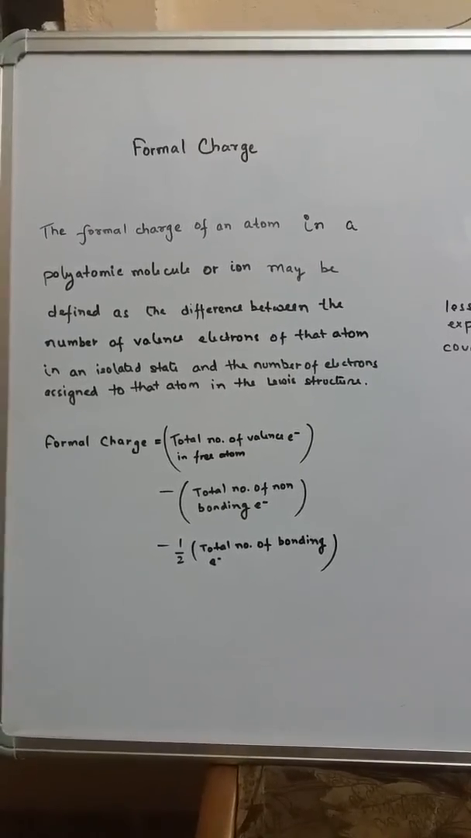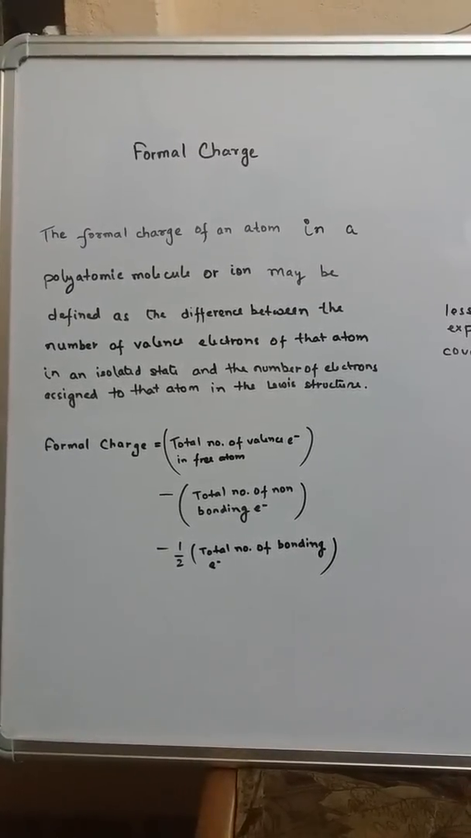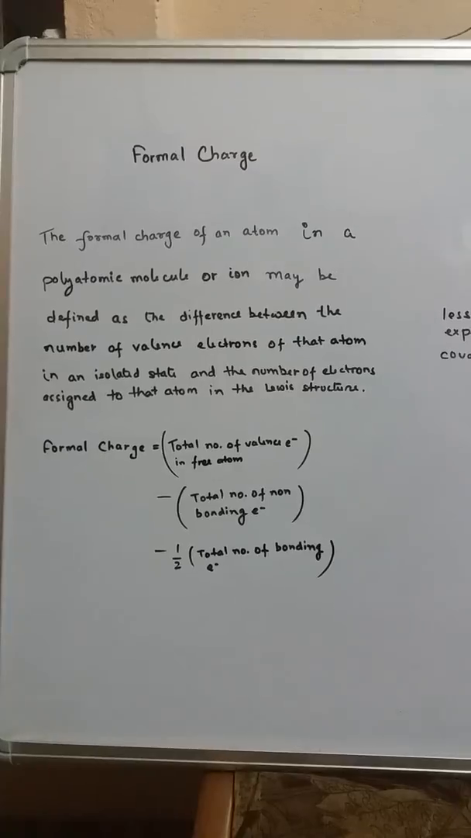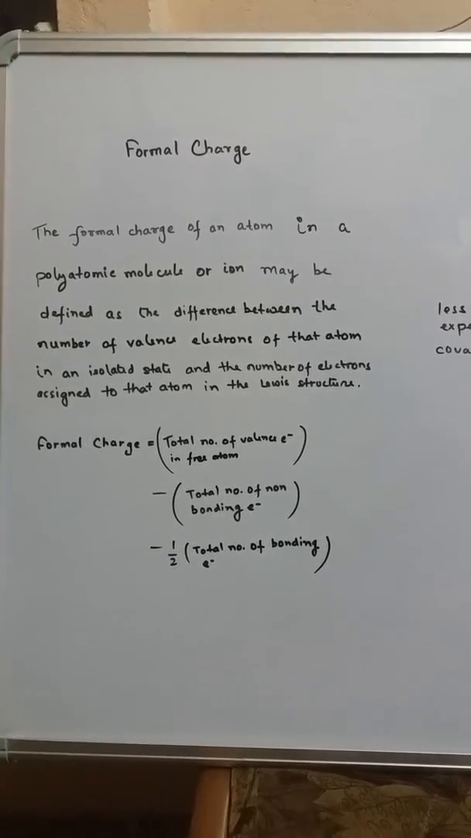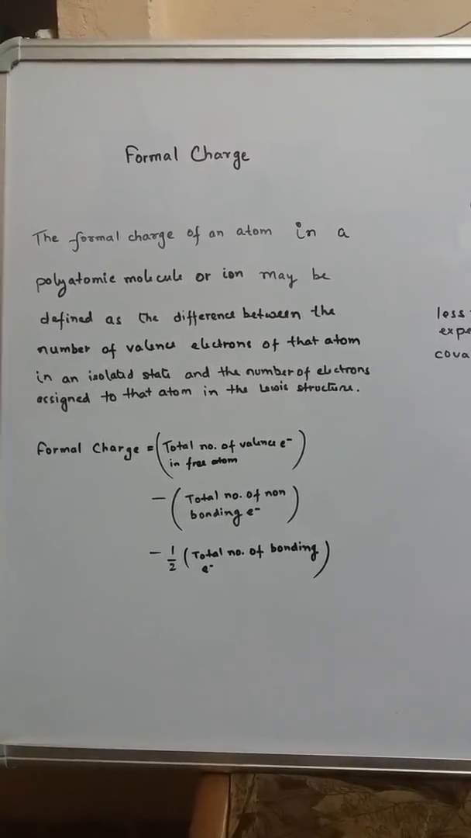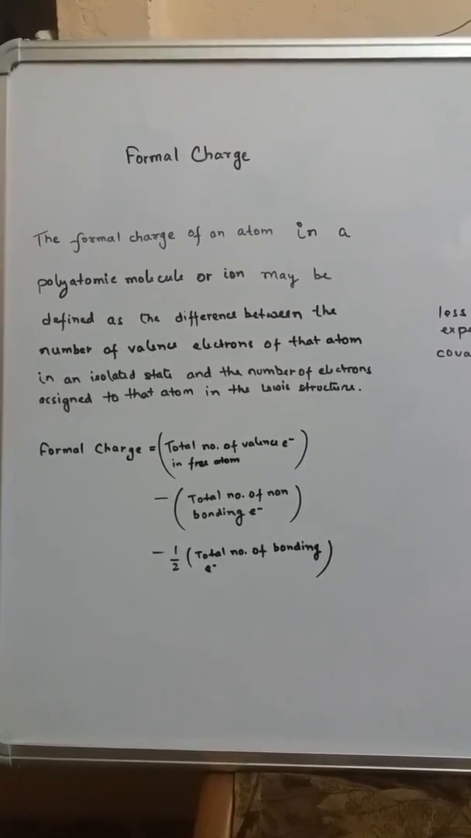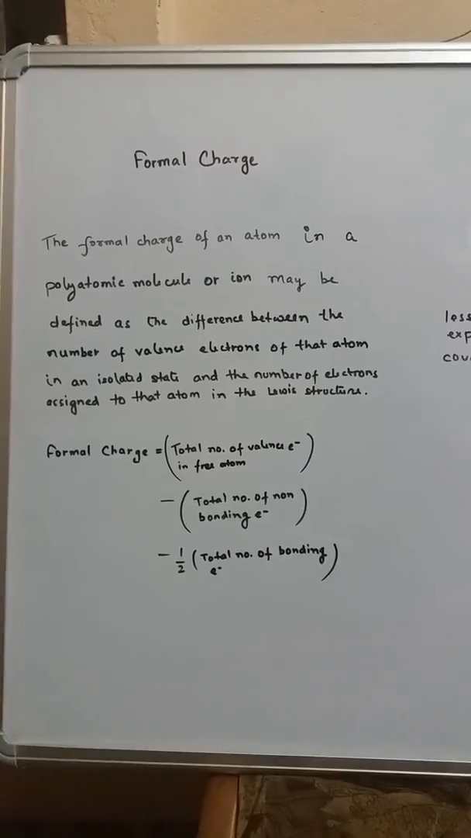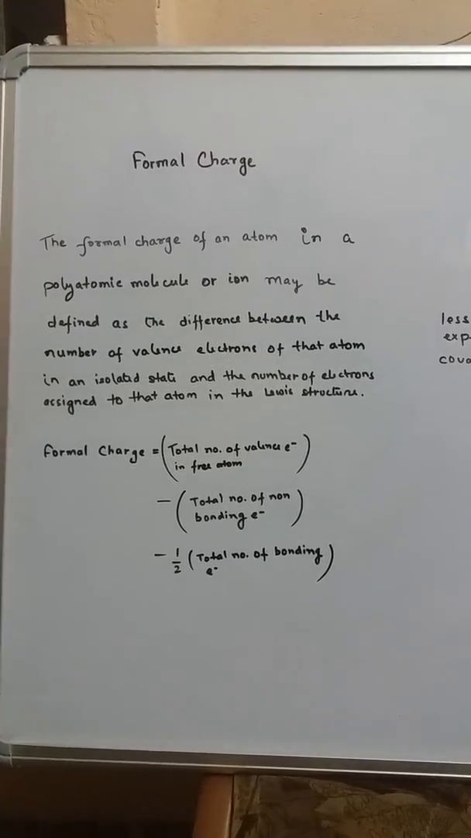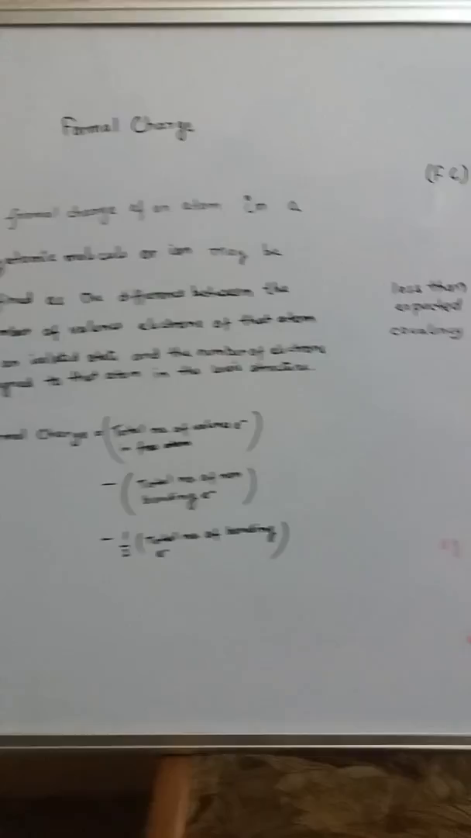The formula we can use is: formal charge equals total number of valence electrons in the free atom minus total number of non-bonding electrons minus half the total number of bonding electrons. Of course, we can use this formula to calculate the formal charge, but I have an easier way with the help of which you can calculate the formal charge easily.